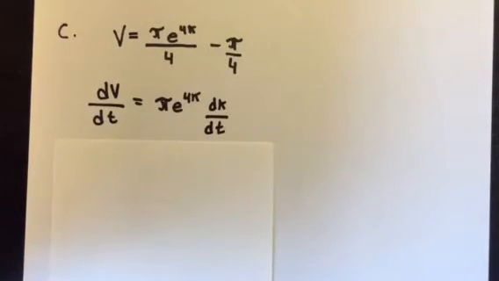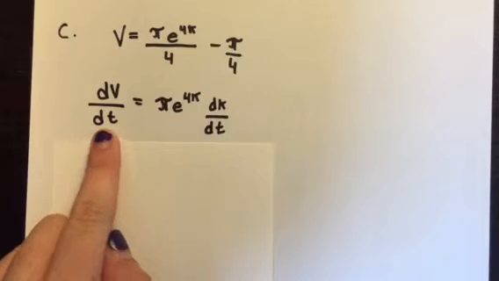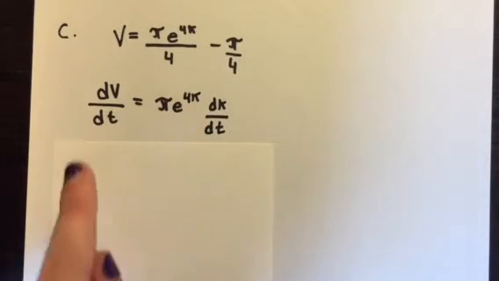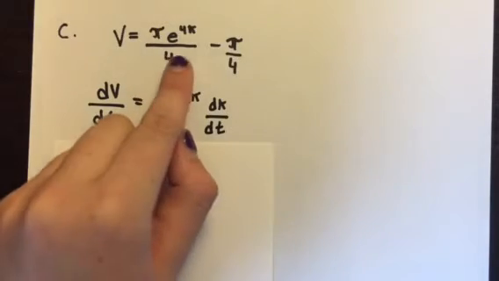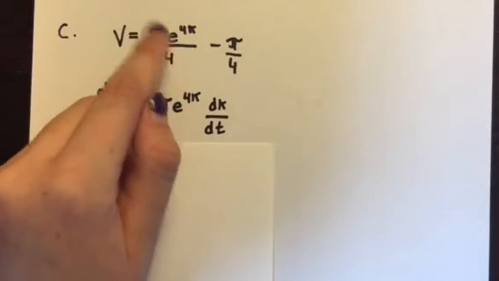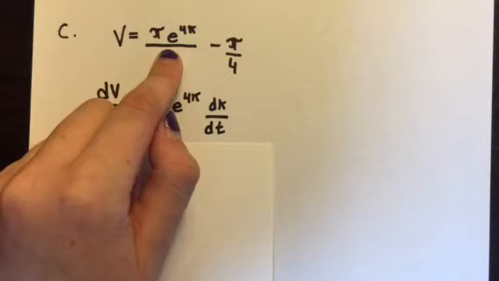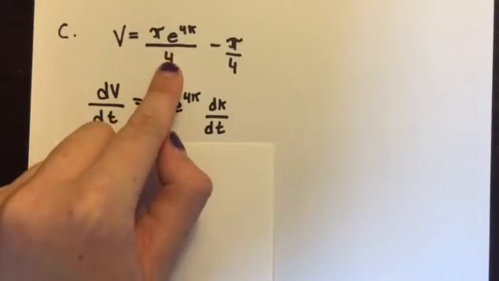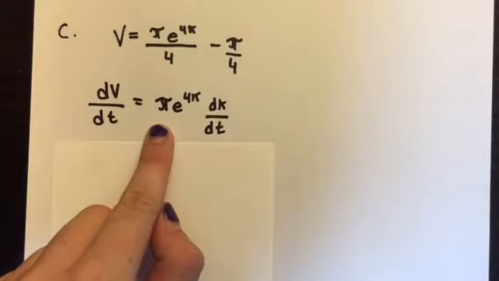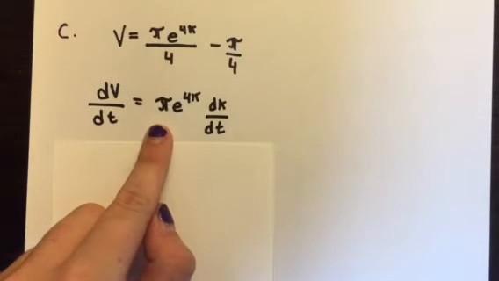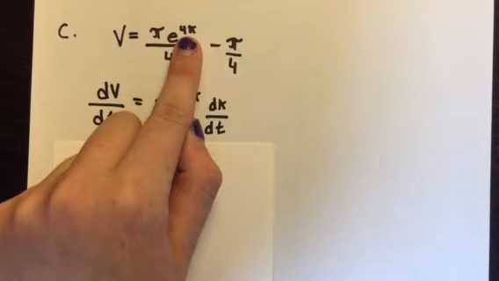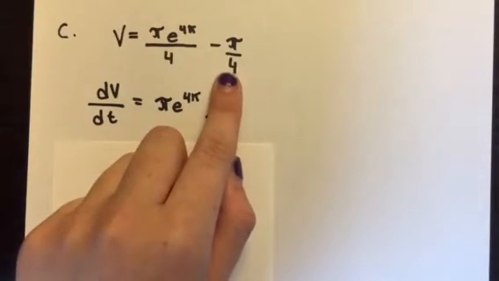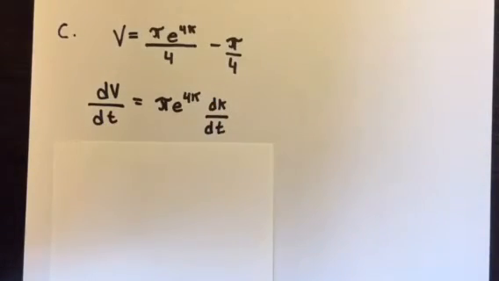So we have dV over dt is equal to pi times e to the 4k times dk dt. And how we got that is when we derive this, we think about this as our coefficient right here. We have to derive this and we bring down a 4 which cancels with this right here. So we just have pi times e to the 4k, and then we also have to take our derivative of k, which is dk over dt. And this right here is a constant, so that's just eliminated.